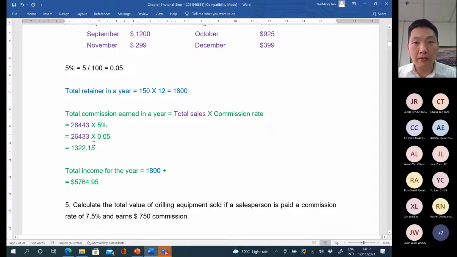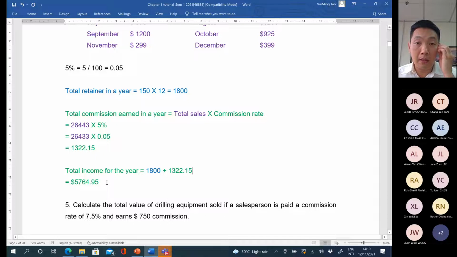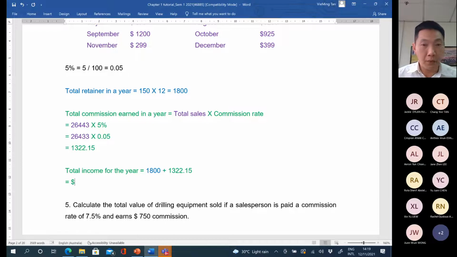Then we add this value into the retainer, together with the retainer. So 1322.15, and then plus 1,800. So what is the final answer? 3 thousand something, right? 3122.15. Thank you. This one, agree? So this is the final answer.